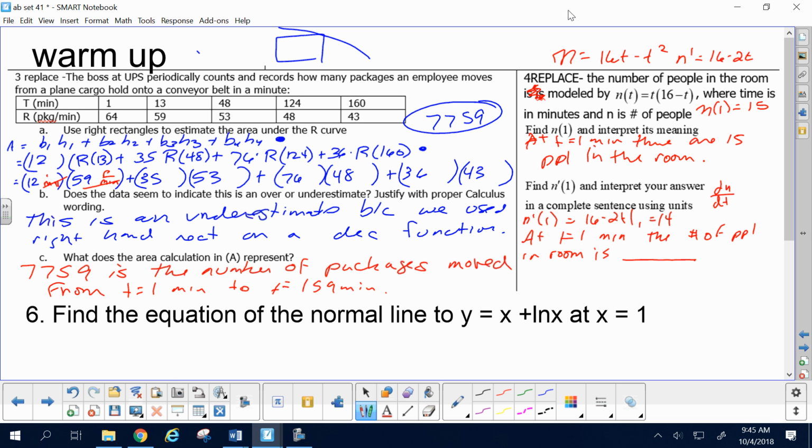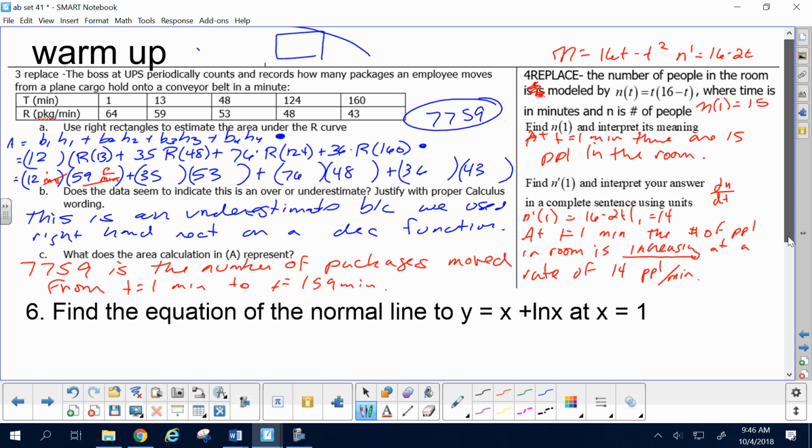Because the derivative is positive, the number is changing in a positive way, and therefore the number of people is increasing. The increasing word has to be there. At time equal 1 minute, the number of people in the room is increasing at a rate of 14. What are the units on that 14? dn dt. People per minute. Okay.